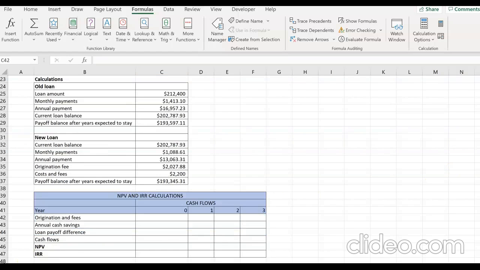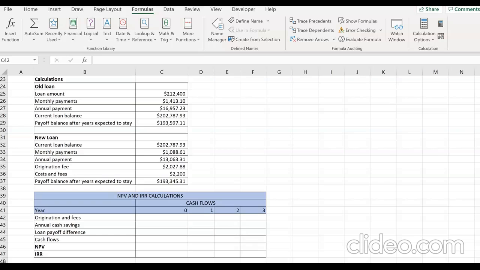The last step was to calculate the net present value and the IRR in order to decide whether to refinance or not. The initial cash outflow was both the origination fee and the other fees, so I added both costs. The annual cash saving is the difference between the old loan annual payments and the new loan annual payments. So I deducted the new loan annual payments from the old loan payment. And to calculate the loan payoff difference, I deducted the new loan payoff amount from the old loan payoff amount.